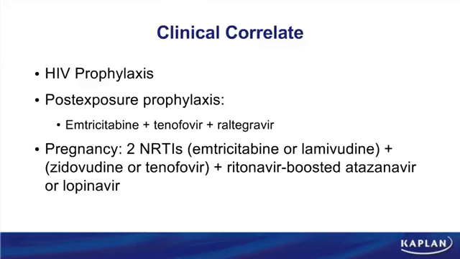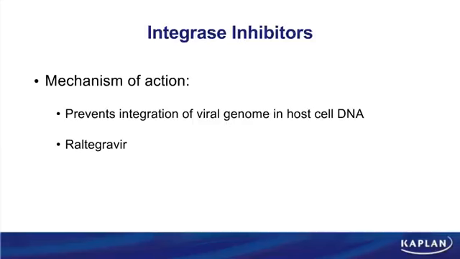Add that to either zidovudine or tenofovir, and then we add 2 protease inhibitors, ritonavir with one of our other options like atazanavir or lopinavir. So typically that's a 4-drug combination. One of the newer drugs for HIV are the integrase inhibitors.